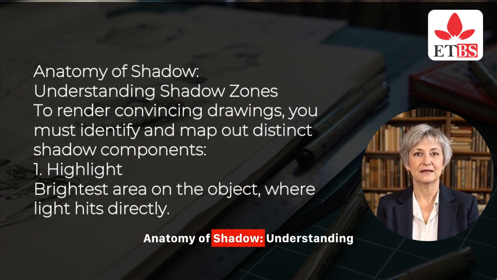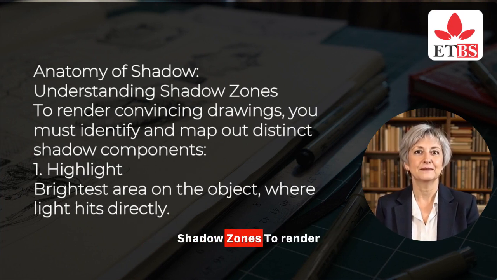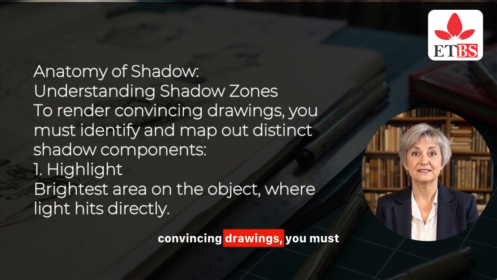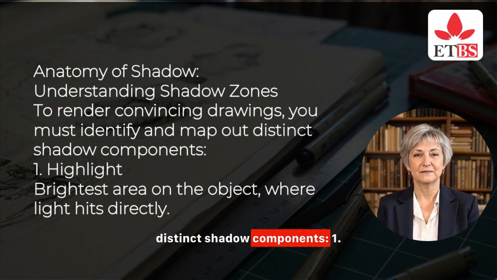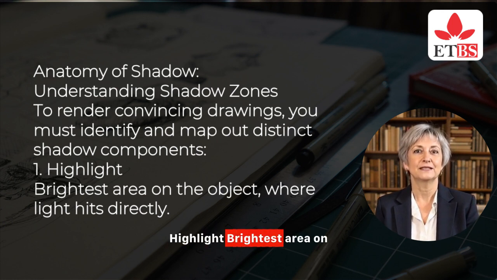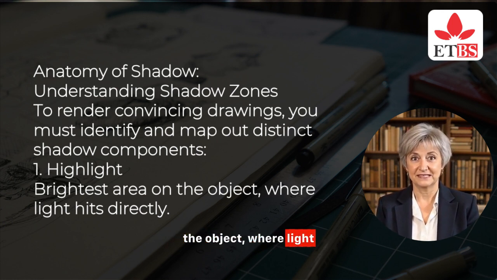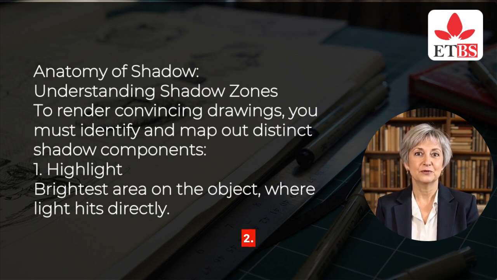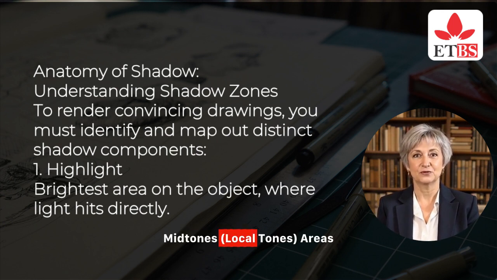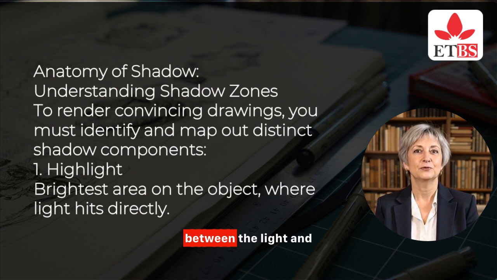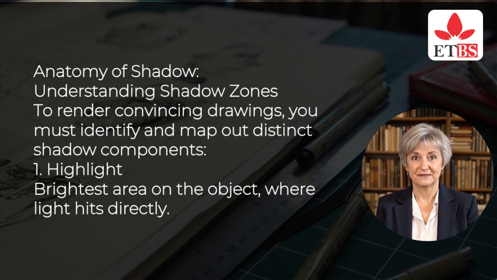Anatomy of shadow, understanding shadow zones. To render convincing drawings, you must identify and map out distinct shadow components. 1. Highlight: the brightest area on the object where light hits directly. 2. Midtones, or local tones: areas between the light and shadow sides. These are the true color or value of the surface under neutral light.